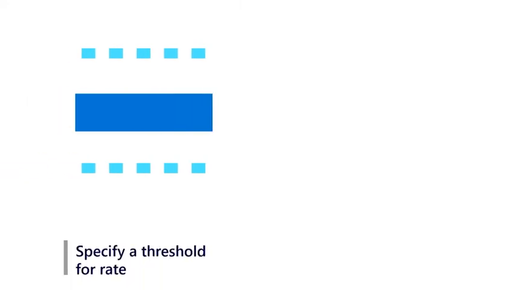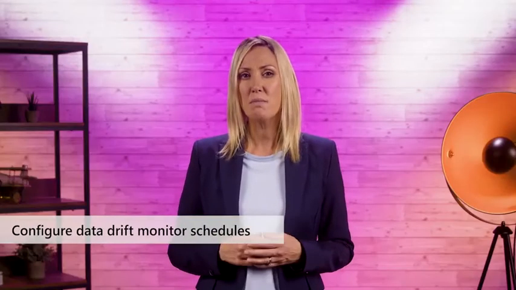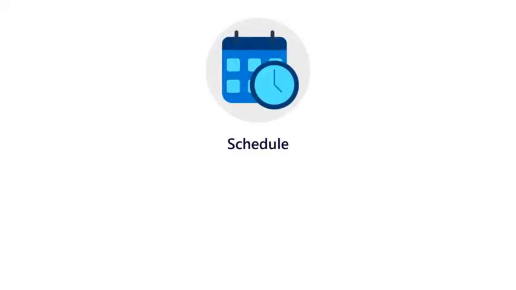When you define a data monitor, you specify a schedule on which it should run. Additionally, you can specify a threshold for the rate of data drift and an operator email address for notifications if this threshold is exceeded. Data drift monitoring works by running a comparison at scheduled frequency and calculating data drift metrics for the features in the dataset that you want to monitor. You can define a schedule to run every day, week, or month.